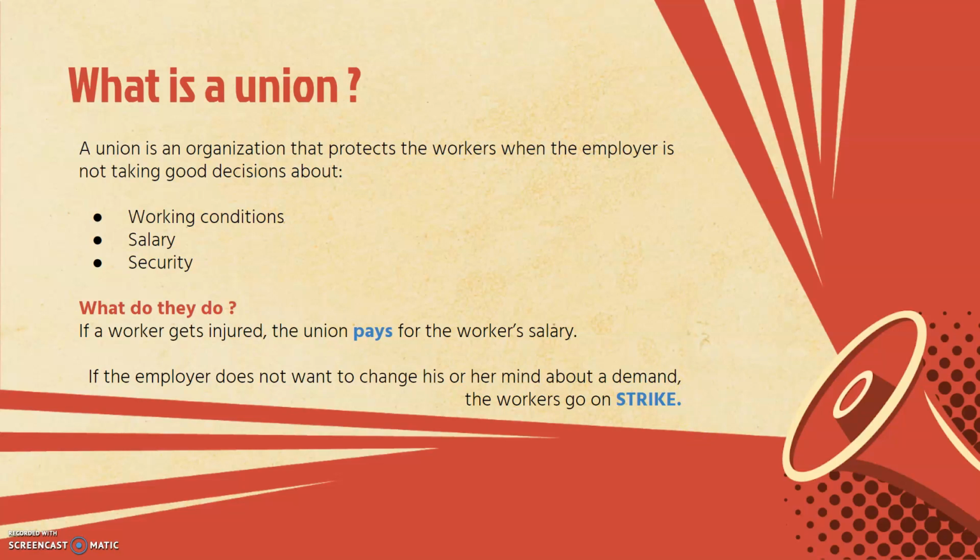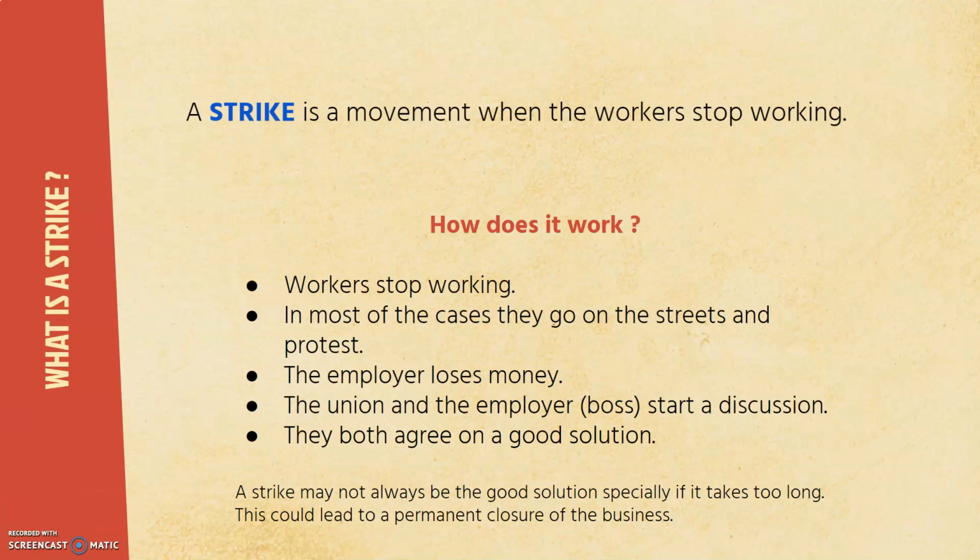All right, so remember, the unions, they can protect the workers, and if something is not right, they can go on strike. And that's what we're going to talk about. What is a strike? A strike is a movement when the workers stop working. Donc, la grève, c'est un mouvement de personnes, un groupe de personnes, ou tous les travailleurs qui décident de ne plus travailler. So that's something that even today still exists.